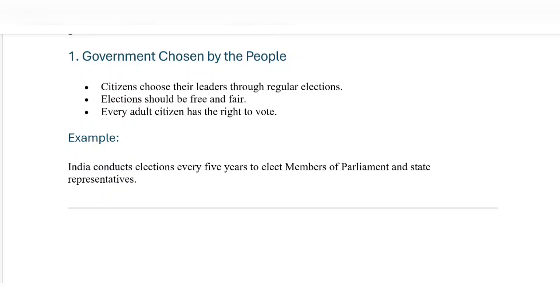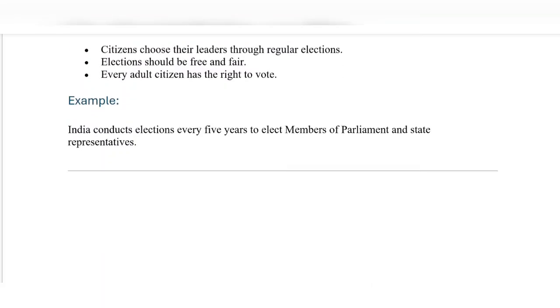You need to tell me in the comments what the age for voting in India was when the voting rights were given. It is mentioned in our Constitution, so it is very much evident that everybody has to follow it. India conducts elections every 5 years to elect members of parliament and state representatives.